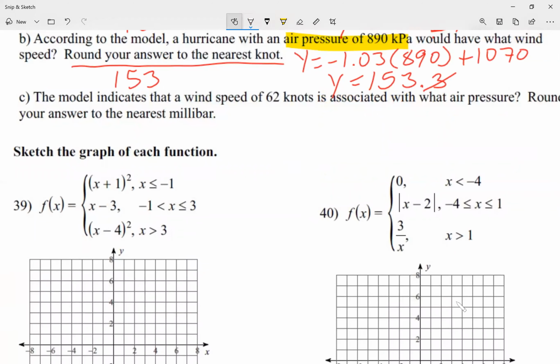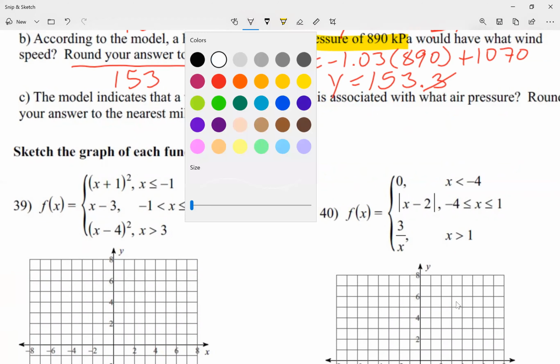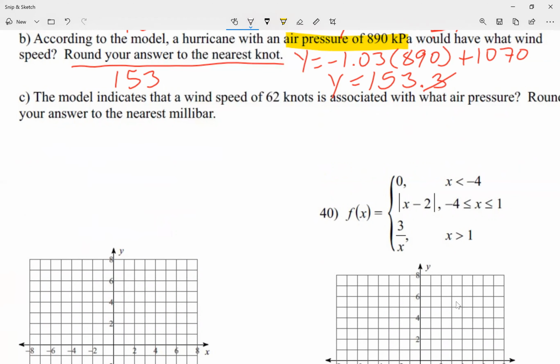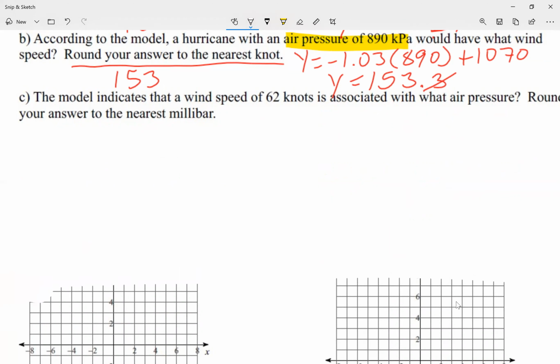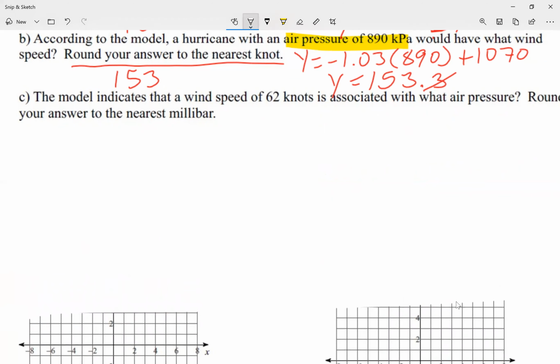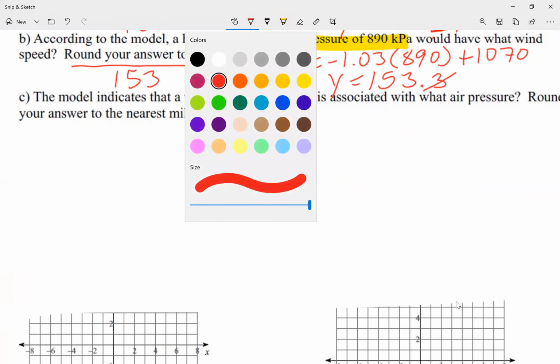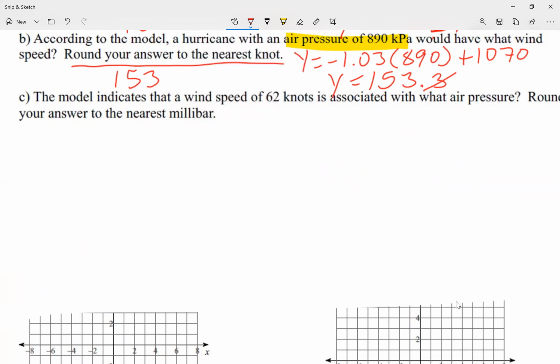Let me come up with some space down here. Let me erase this information too. I'm going to come up with a little bit of space to work. All right, looking at example C now. The model indicates that a wind speed of 62 knots. The wind speed, is that the X or the Y value? In this case, it is the Y value.